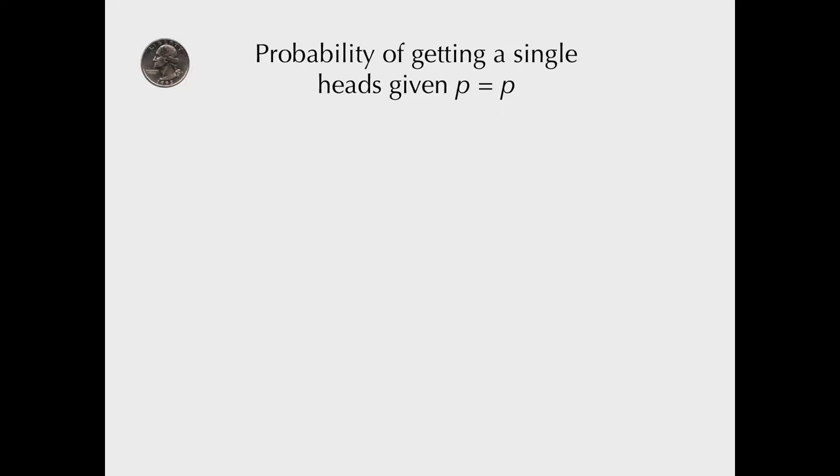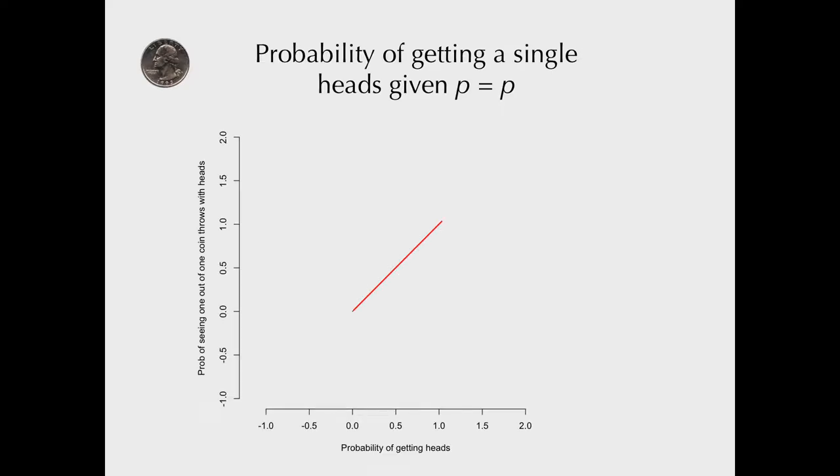So what does all that mean? Let's think about a simple binomial coin flipping example we all know and love. The probability of getting a single heads, given the probability of heads is p, is just p. Not hard. This is a probability, so it goes from 0 to 1. Basic stuff.